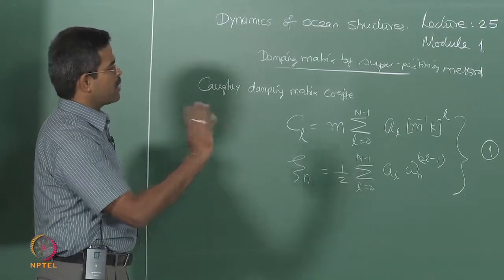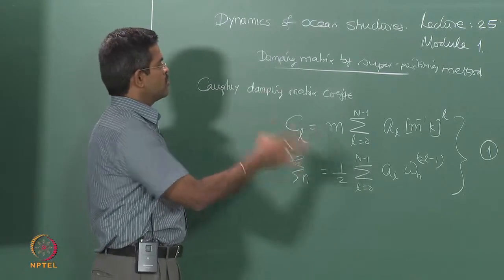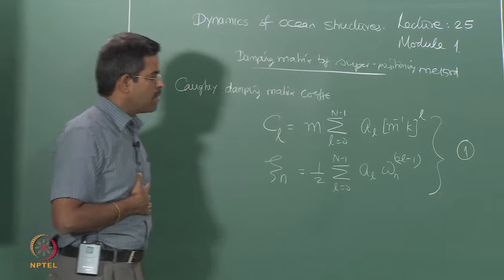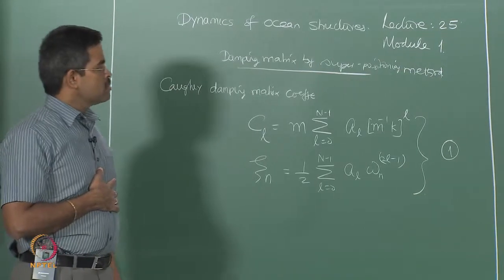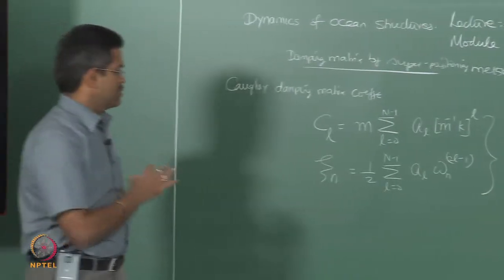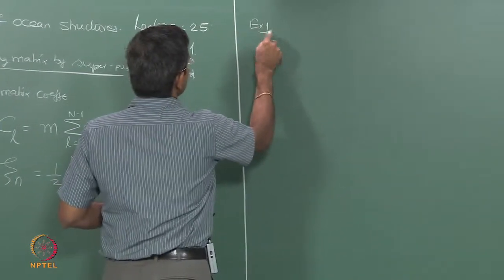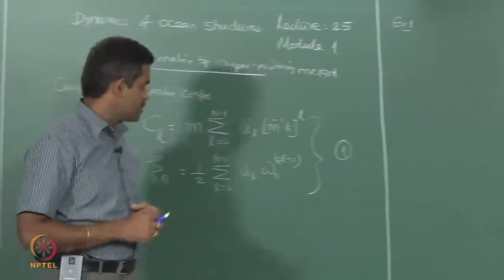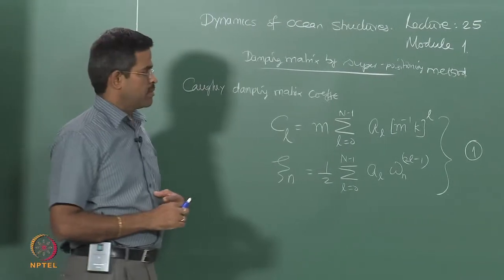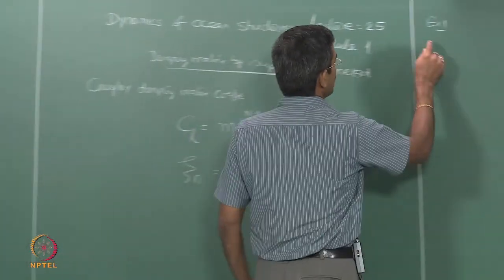Let us take an example quickly and demonstrate this before we move on to the new method by which I can estimate the damping matrix by the superposition technique. This is another way. So, let us write an example, the same example we will solve. We already have the Rayleigh damping with us. So, let us try to solve this for the Caughey damping method. So, this was the problem given earlier.